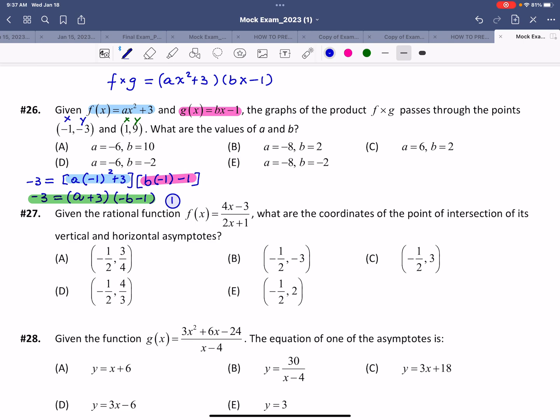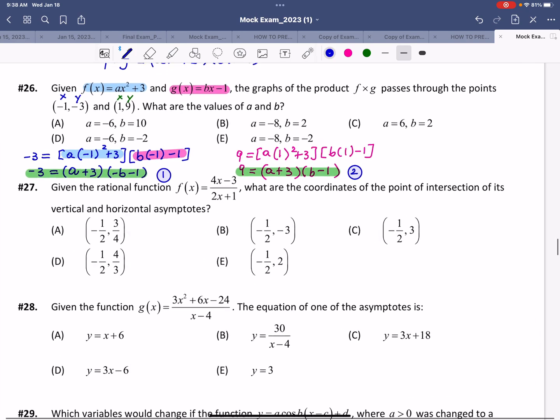We'll continue in the same fashion with the next point. So the next point has the coordinates 1 and 9, which means that 9 equals a, x is equal to 1, so a times 1 squared plus 3, and then b times 1 minus 1. So 9 equals a plus 3 times b minus 1. So this would be our equation number 2. It describes the relationship between a and b.